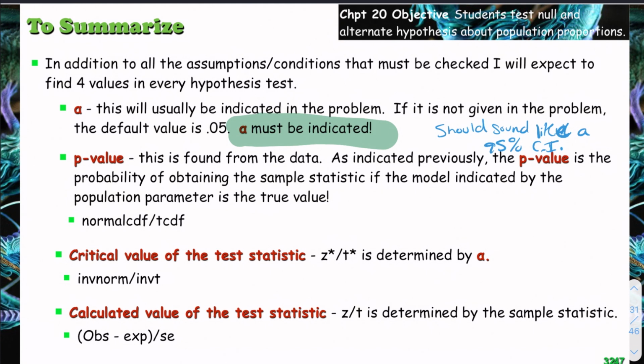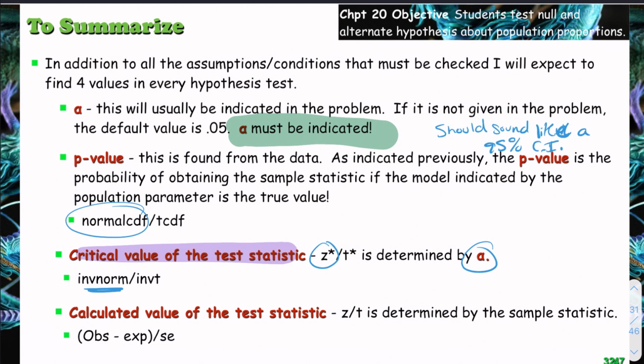The p-value is found from the data. As indicated, the p-value is the probability of obtaining the sample statistic if the model indicated by the population parameter is true. So given that our null hypothesis is true, what's the likelihood of getting the actual data? We're going to use either normal CDF or t-CDF once we get to t-statistics. We're going to indicate the critical value of our test statistic. That is either z star or t star. We'll get to t star in a second. That's determined by our alpha level, as we've seen. This is our inverse normal or inverse t.